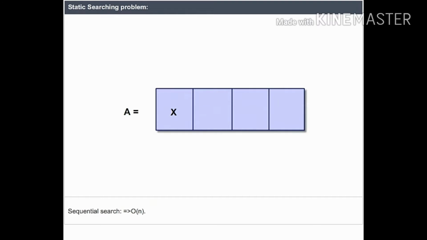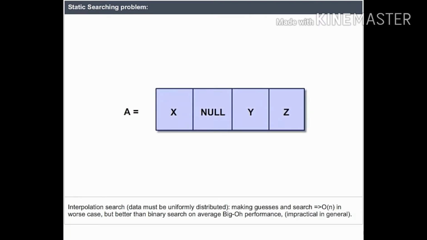Sequential search is O of n. Binary search, on sorted data, is O of log n. Interpolation search requires data to be uniformly distributed, making guesses, and is O of n in the worst case, but better than binary search on average in big O performance. Impractical in general.